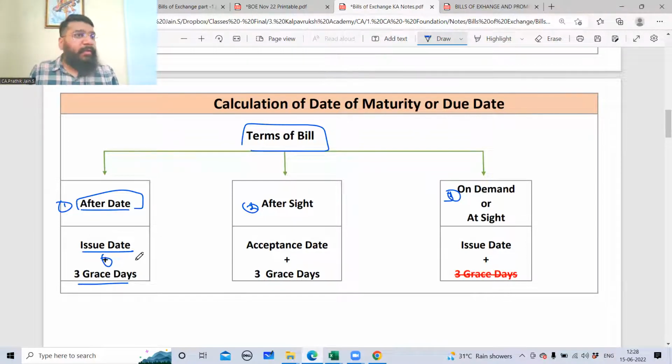You'll take the issue date. With that, you will add the issue date plus 3 months or 2 months plus 3 grace days. Are you able to follow? Issue date plus the period plus 3 grace days.